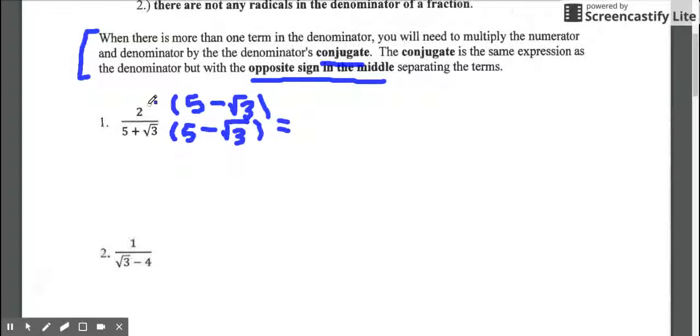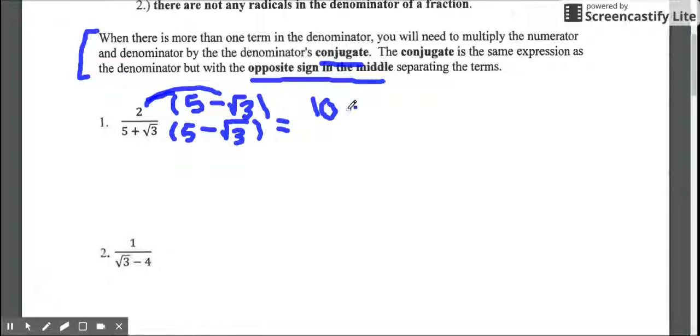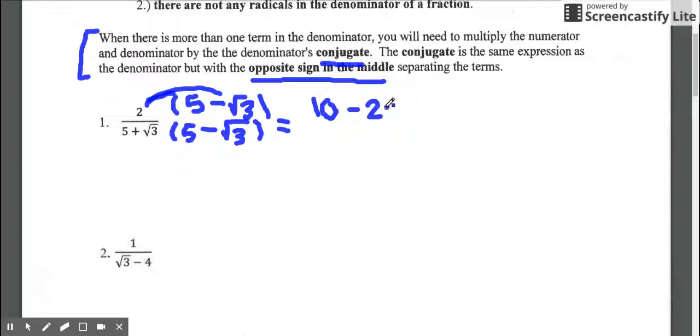In the numerator, I just have to distribute that 2, so it's not too bad. 2 times 5 is 10. And then I have my minus sign. 2 times root 3 is 2 root 3.